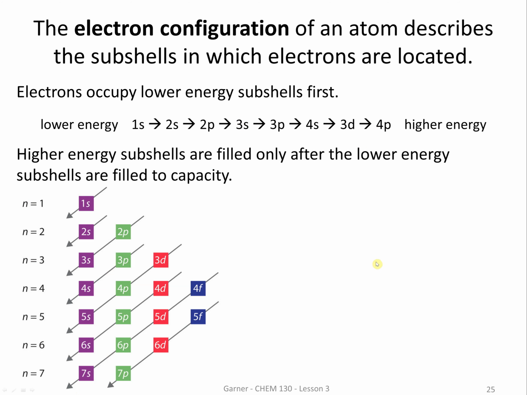All right, so let's actually write out some electron configurations. Let's start with the simplest example, hydrogen. So hydrogen only has 1 electron. So as you would imagine, it's going to occupy that lowest energy subshell. So it's going to go in the 1s subshell.